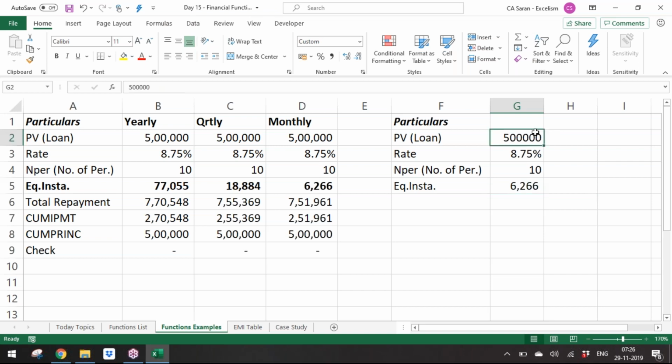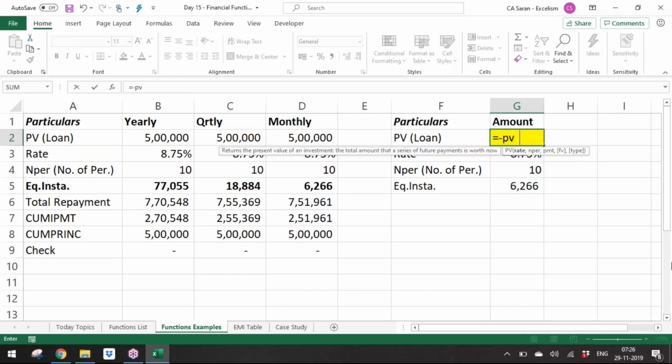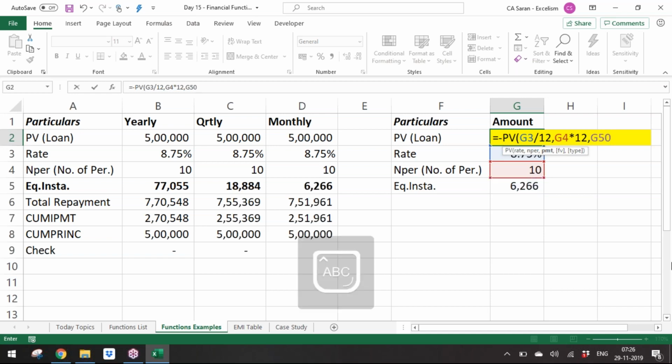Now my question is, all other parameters are there. How to calculate the present value? I've given you the equated installment. It's very simple. So PV, what is the rate of interest? This divided by 12 monthly, this into 12, then PMT is nothing but the EMI, this. If you have any future value, you can keep it. Otherwise, you can ignore. Close bracket.